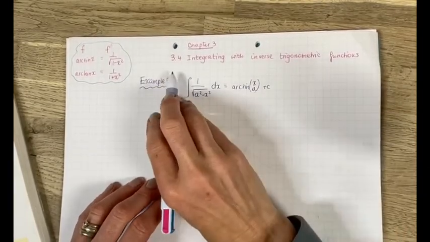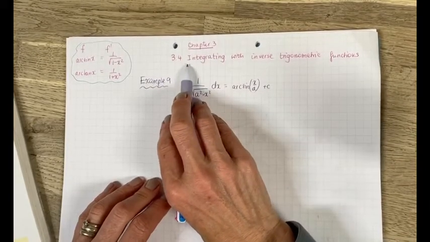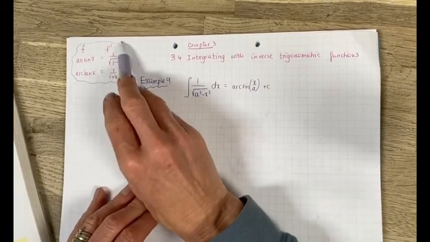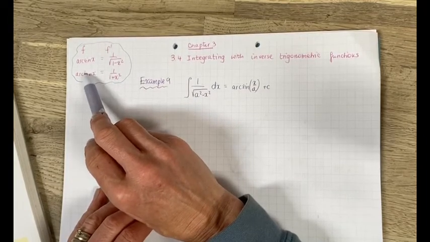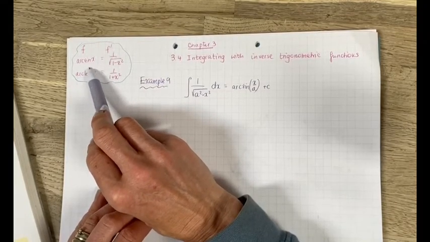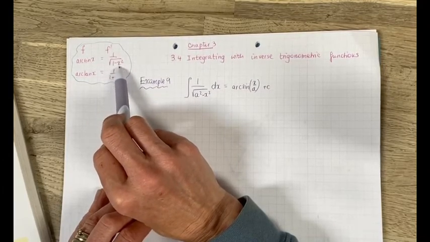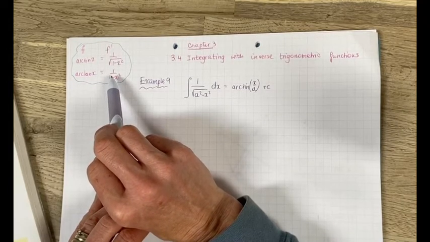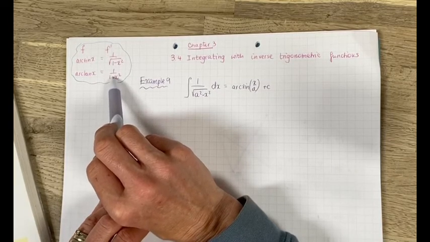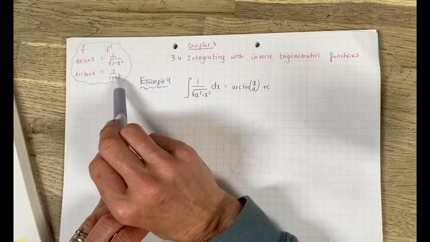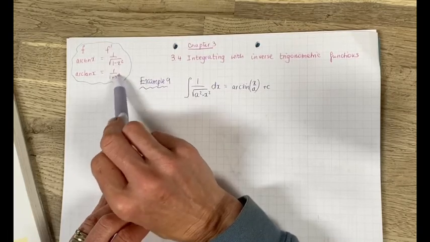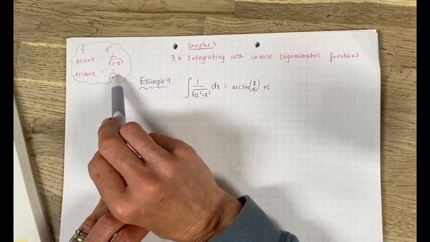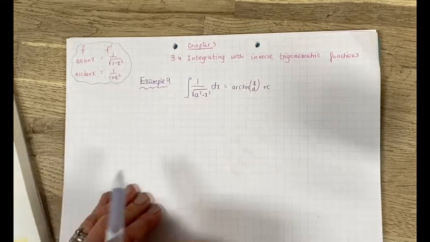Okay, this is section 3.4 from chapter 3, integrating with inverse trigonometric functions. We're going to mainly use our results from the previous section, that arcsine differentiates to 1 over square root of 1 minus x squared and arctan to 1 over 1 plus x squared. The questions that we're going to be solving will involve expressions that have something to do with 1 over square root of something minus x squared and 1 over 1 plus x squared or similar to those.